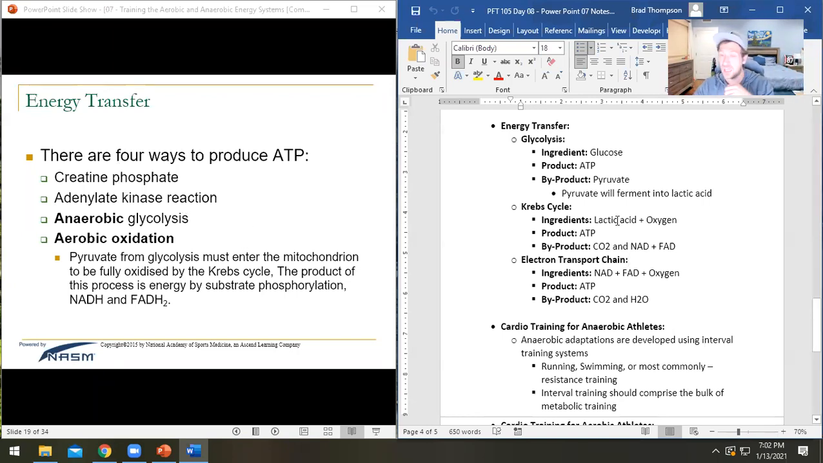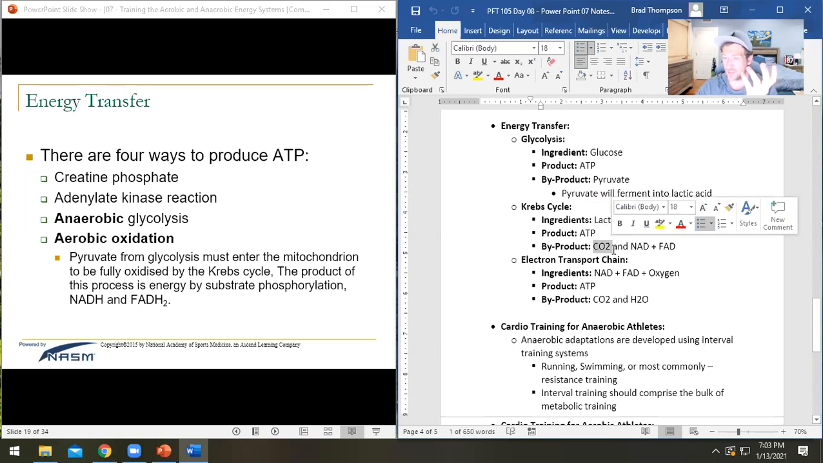Then we have anaerobic glycolysis, right? Where we bring in a molecule of glucose and our body spits out 2 ATP and a whole bunch of pyruvate. Then that pyruvate ferments and it can go into our next energy system, which is our aerobic energy system. First part of that is going to be the Krebs cycle, where it's going to take that pyruvate from glycolysis, add a little bit of oxygen, and turn some of it into ATP. So you end up with a little bit of ATP at the end. So lactic acid plus oxygen go in, ATP comes out. And then our byproduct is a little bit of CO2.